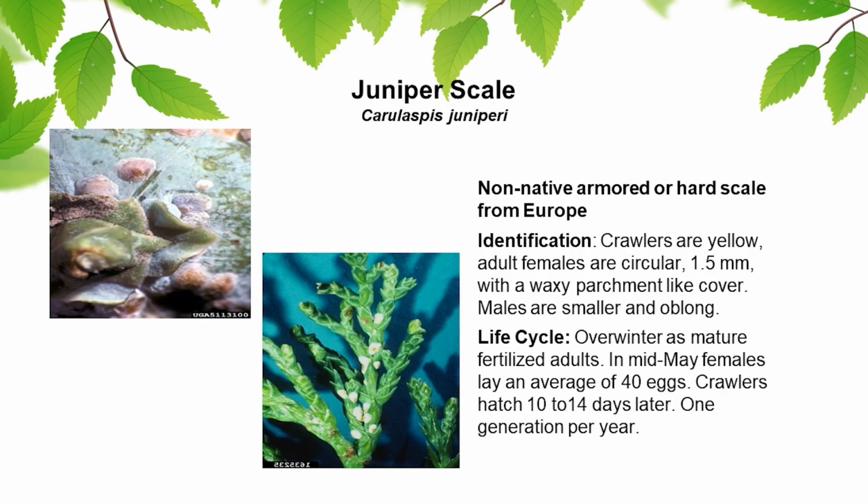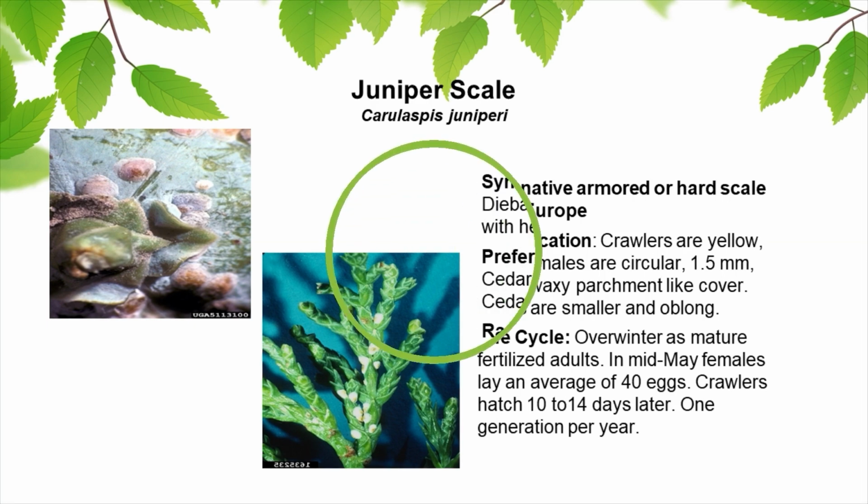Juniper scale females overwinter as mature fertilized adults. In mid-May, females lay an average of 40 eggs. Crawlers hatch 10 to 14 days later. There is one generation per year.